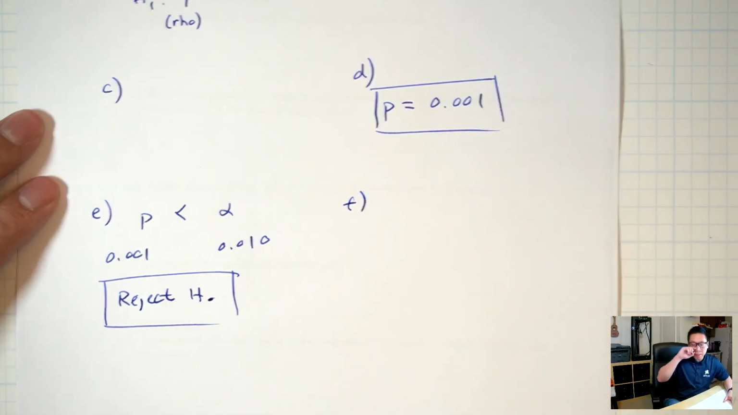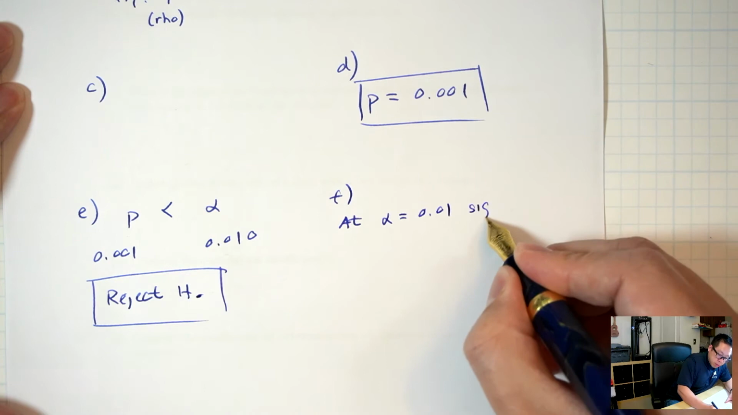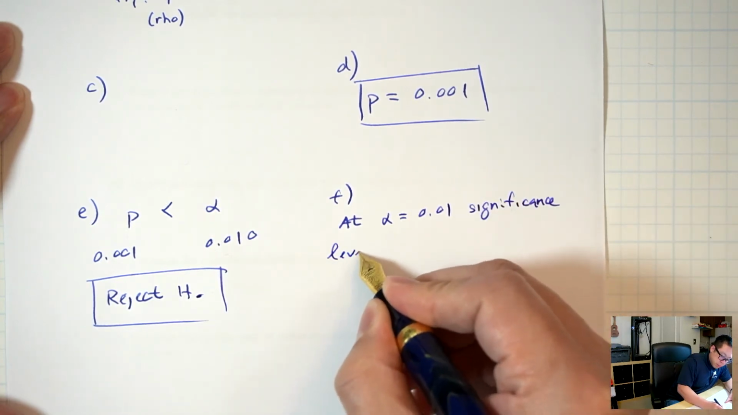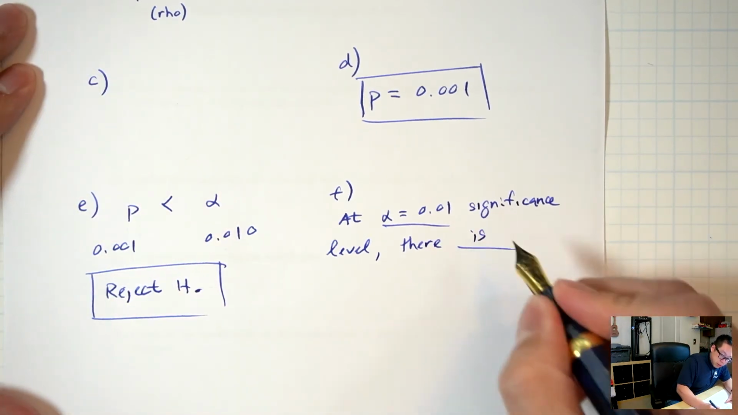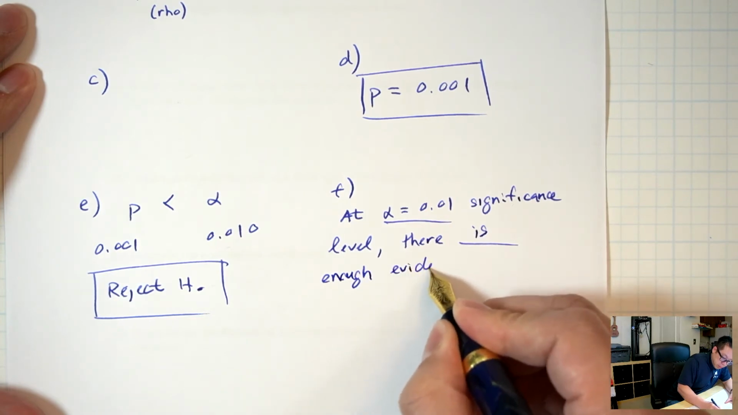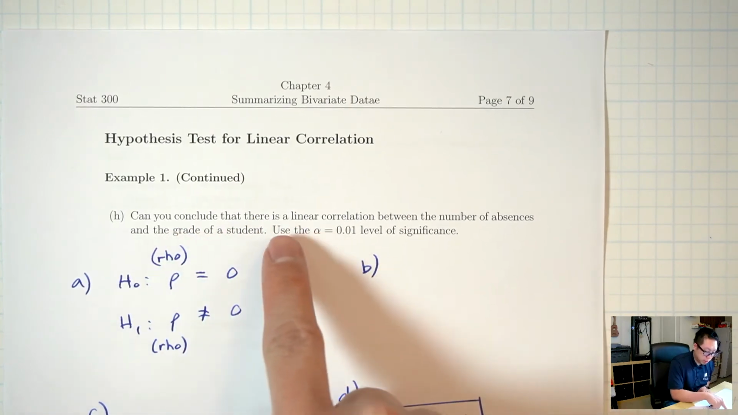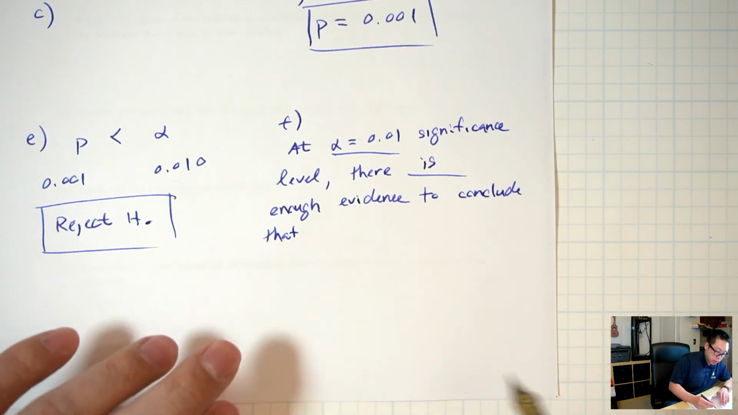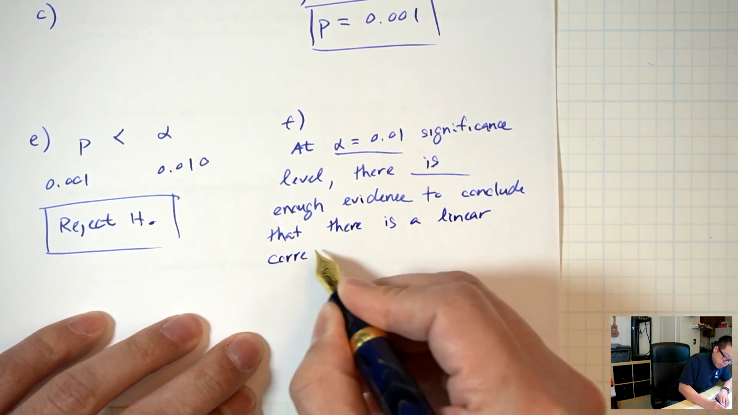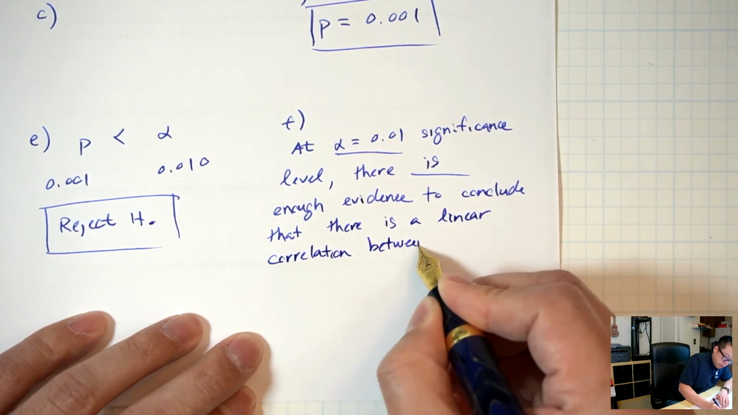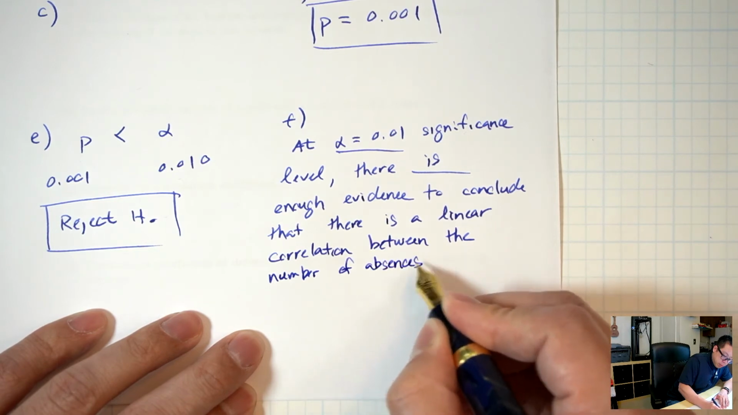And then part F, the sentence. At alpha equals, state your significance level. At alpha equals 0.01 significance level, there is or is not enough evidence. Because we did reject, there is enough evidence to conclude. Can you conclude that there's a linear correlation between the number of absences and the grade of a student? There is enough evidence to conclude that there is a linear correlation between the number of absences and the grade of a student.